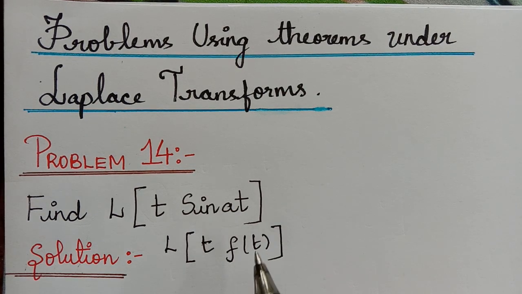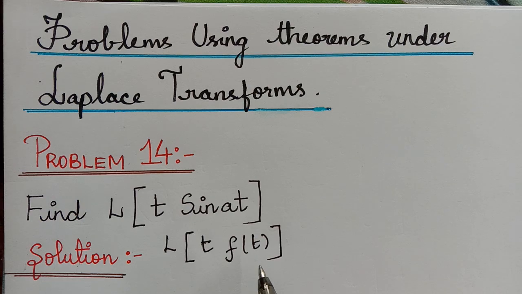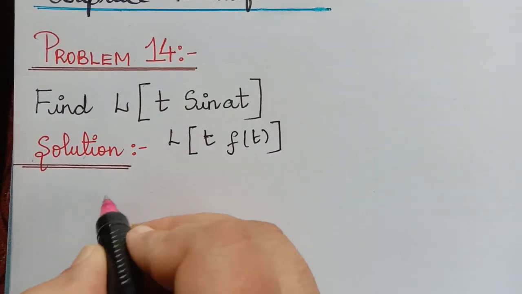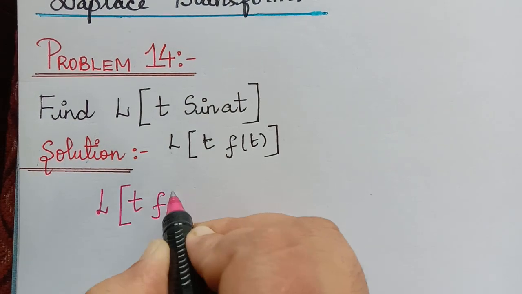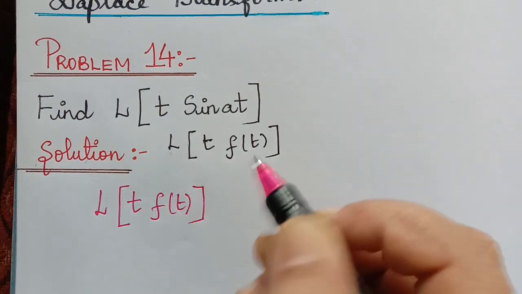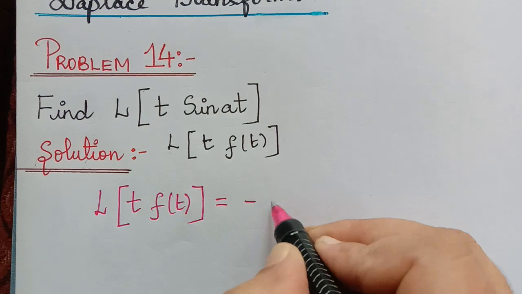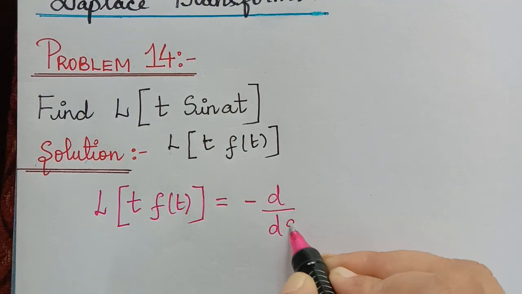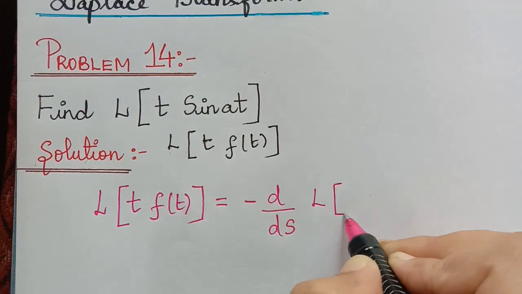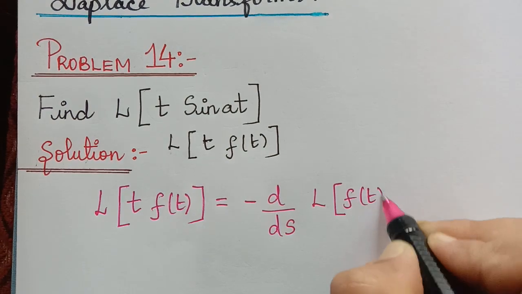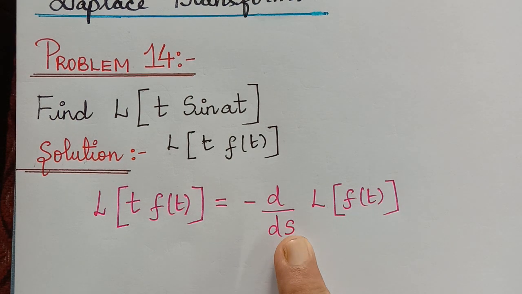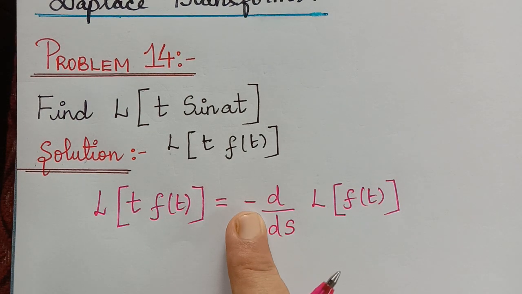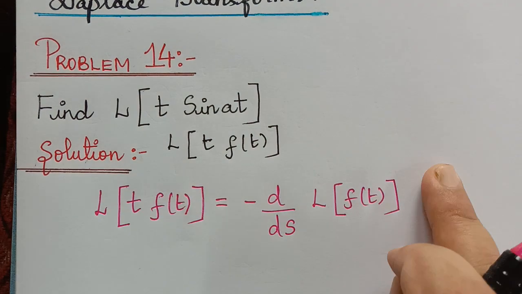According to theorem 2, if we want to find the Laplace transform of t multiplied with f of t, it will be equal to negative d by ds of the Laplace transform of f of t. So we have to find the Laplace transform of f of t, differentiate it with respect to s, and multiply with negative 1. So this we have to do now.